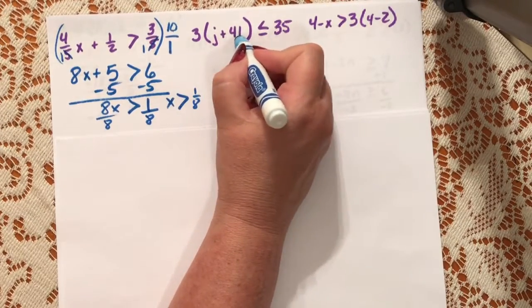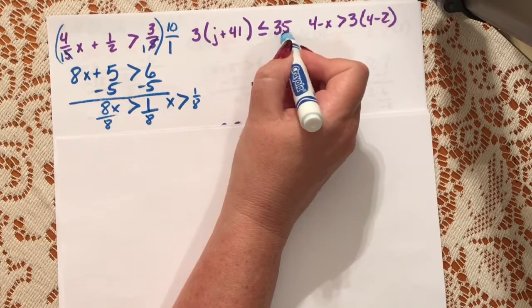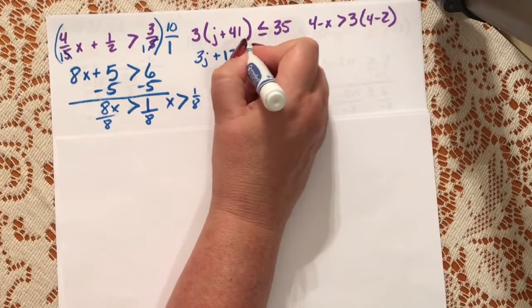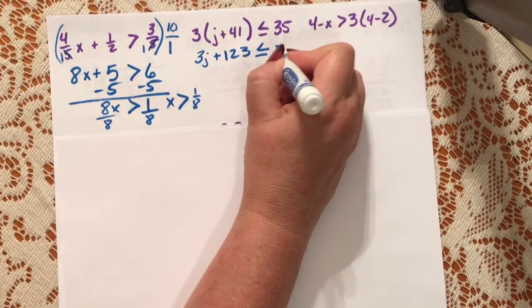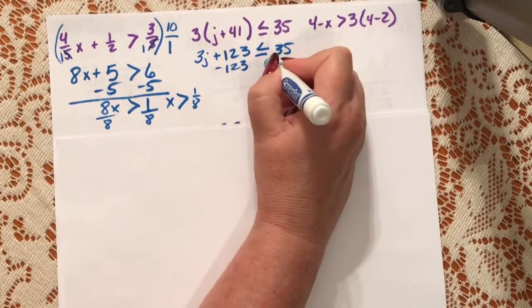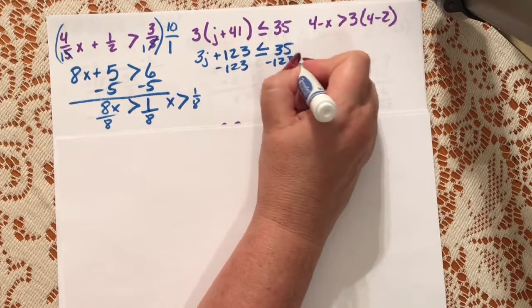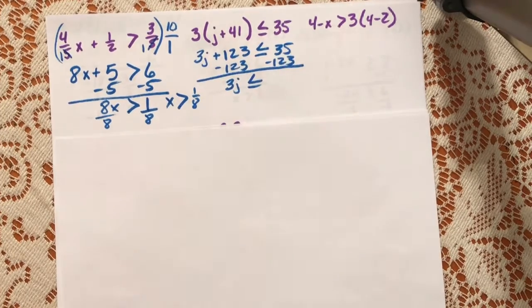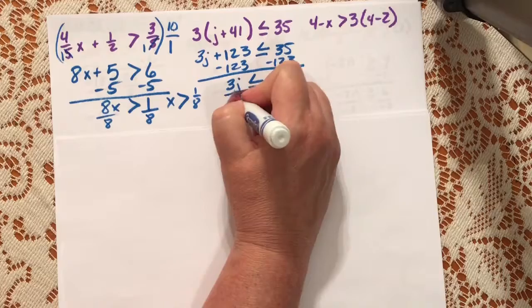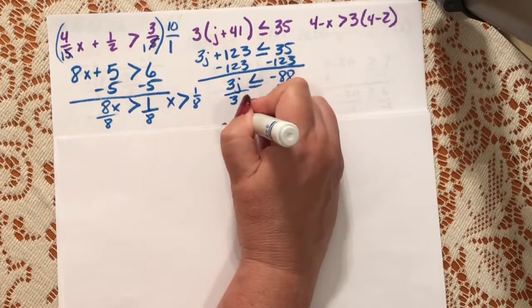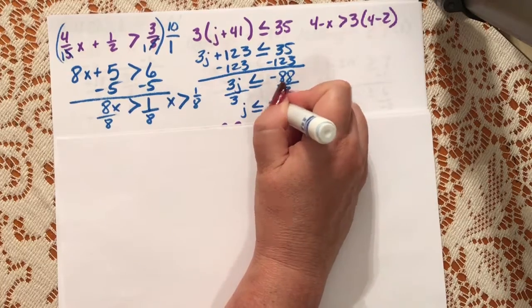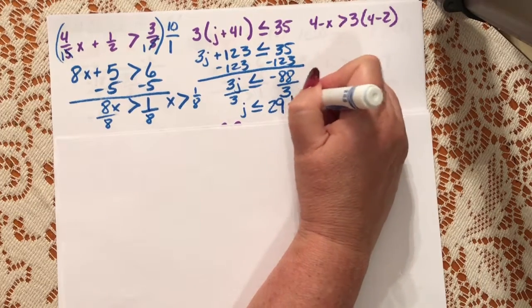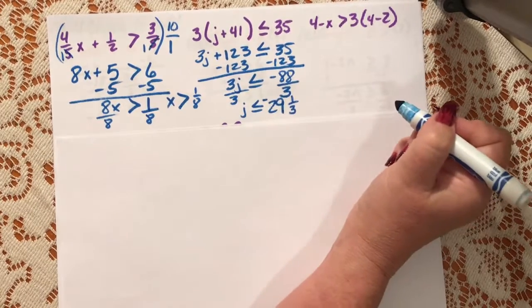3 times j plus 41 is less than or equal to 35. I'm going to distribute my 3j plus 123 is less than or equal to 35. I'm going to subtract 123 from both sides. And 3j is less than or equal to negative 88. Divide by 3, divide by 3. And j is less than or equal to 29. 3 goes into 88 29 times with 1 left over, and that's a negative.